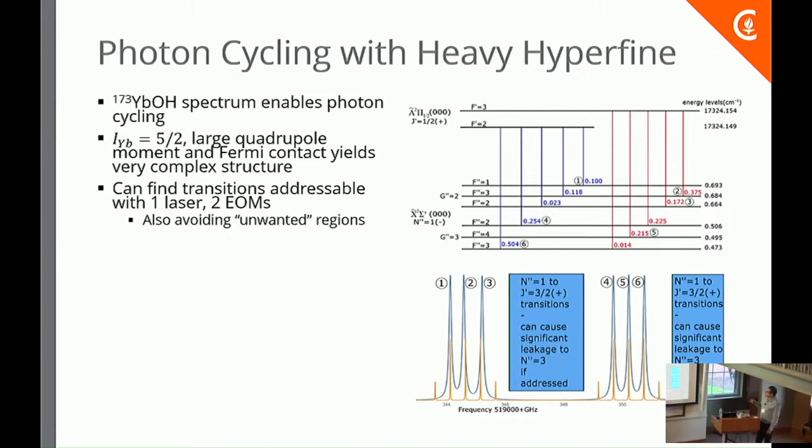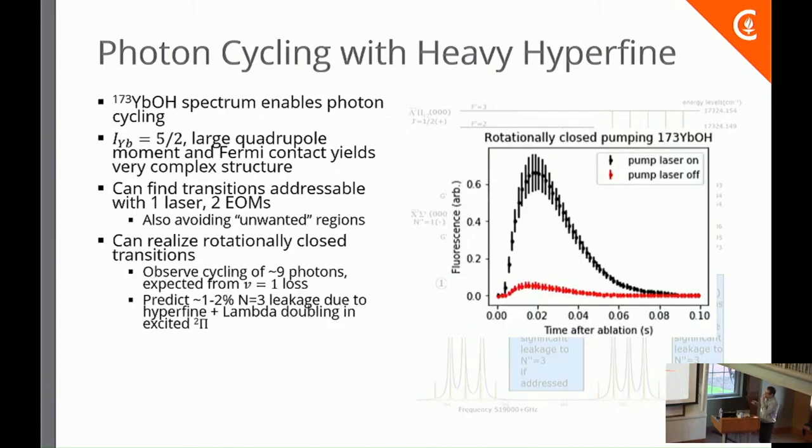But also it avoids unwanted regions. That's something you have to be very careful about in a molecule like this, where the spectrum is so dense. If you just say let's just drive these lines, you're probably going to drive other lines out of some other state into some other excited state that's going to get leakage. So you have to be very careful to find isolated regions. But here's a scheme that works, that hits all these lines, avoids these bad regions that give leakage, and we can do this in the lab and show that it works. With just this one laser and 2 EOMs, we can show that we can get, with no repumping, about 9 photons, which is exactly what you'd expect from the Franck-Condon factors in this molecule.